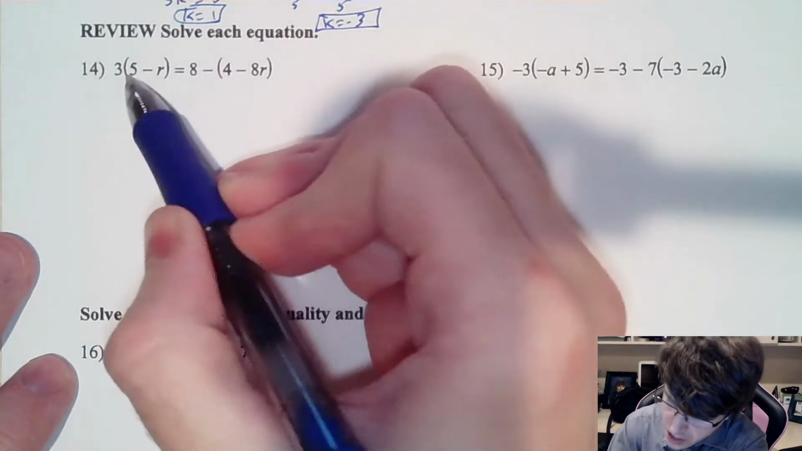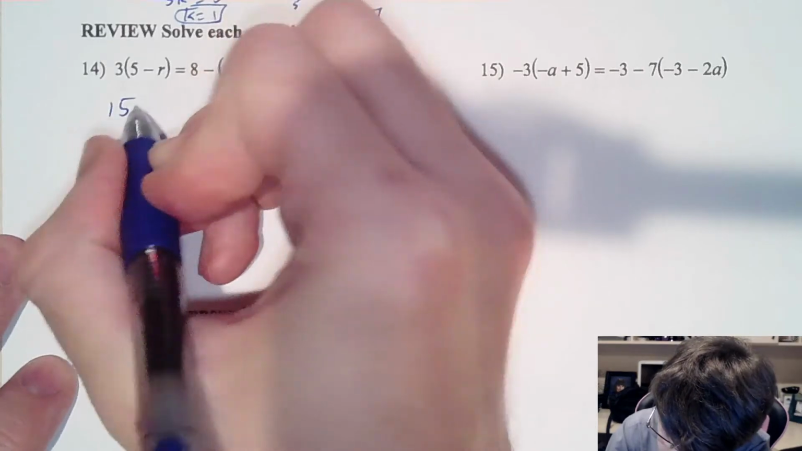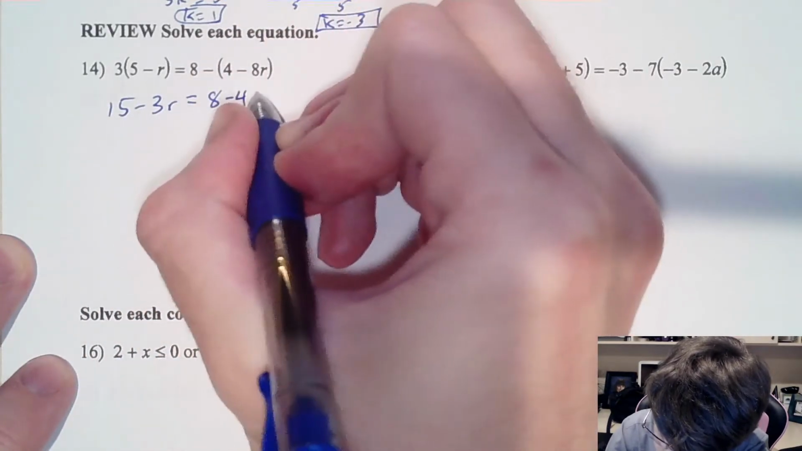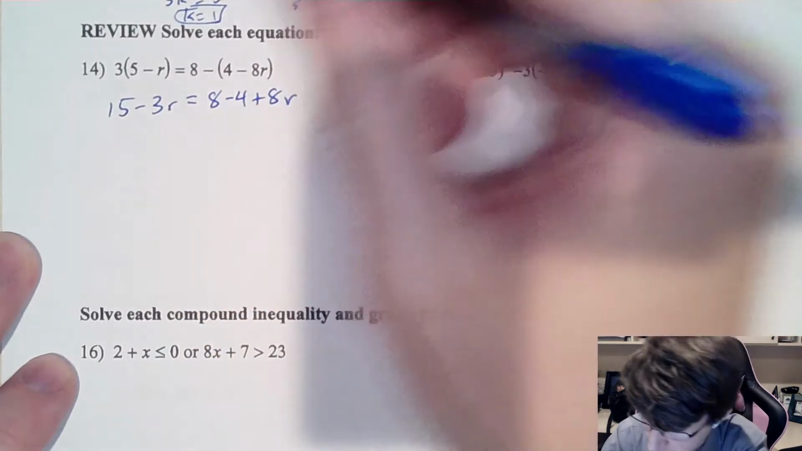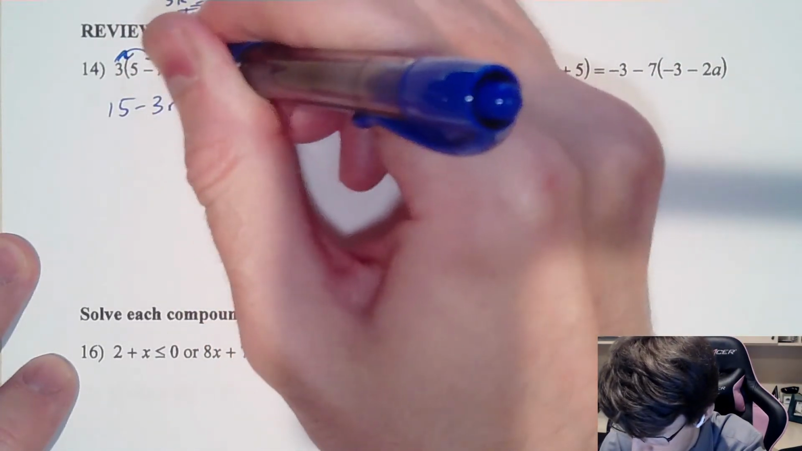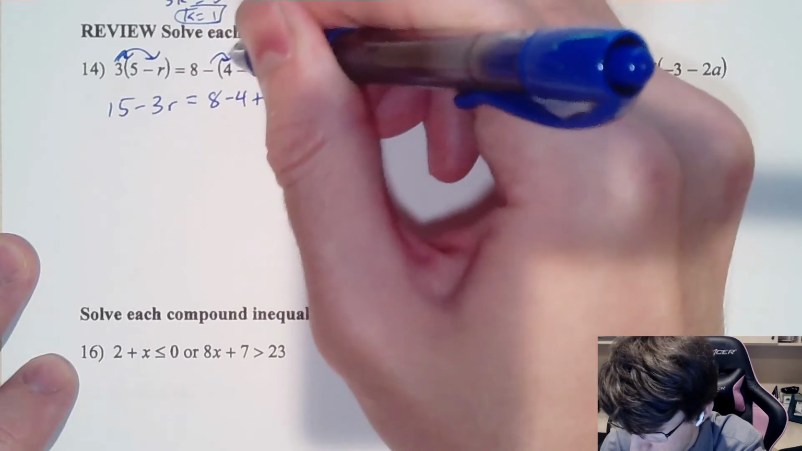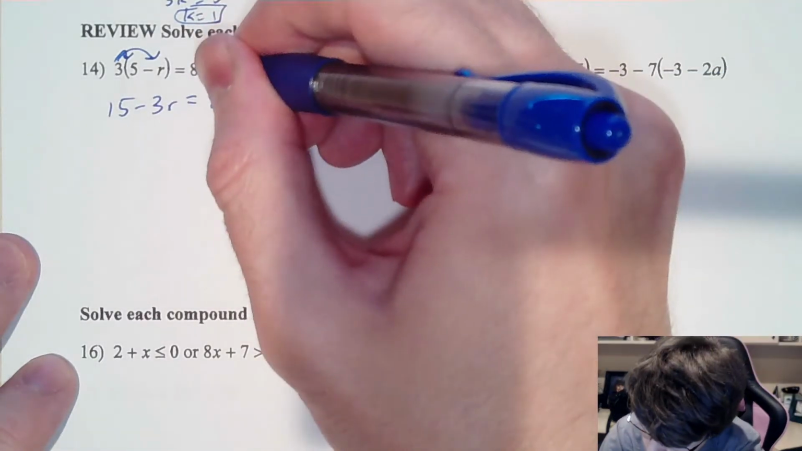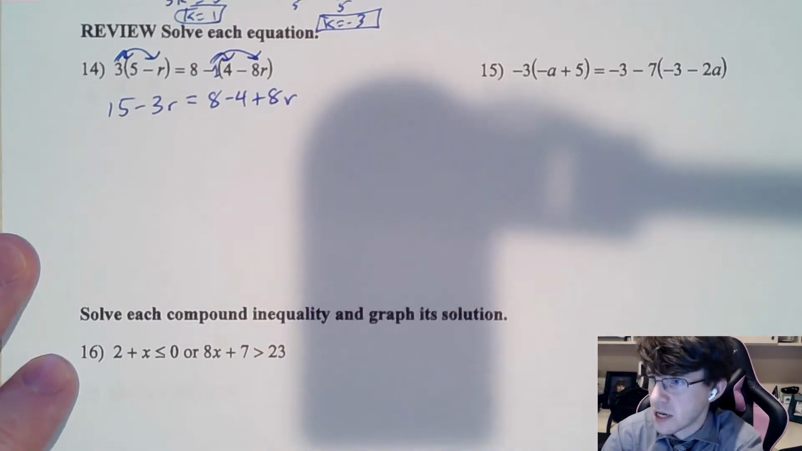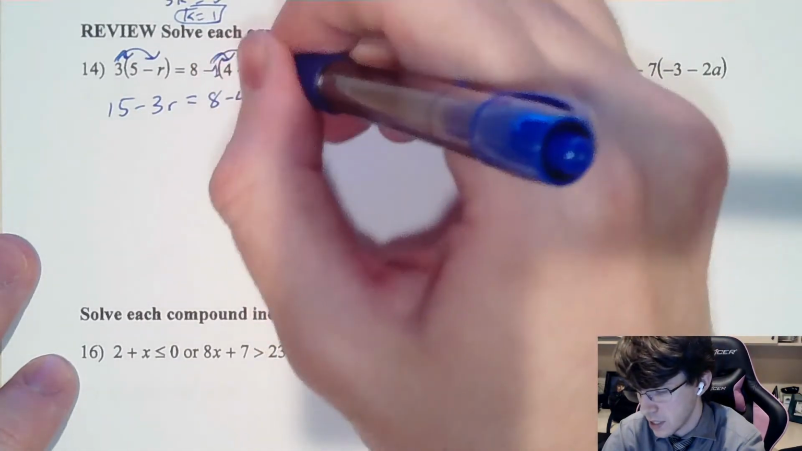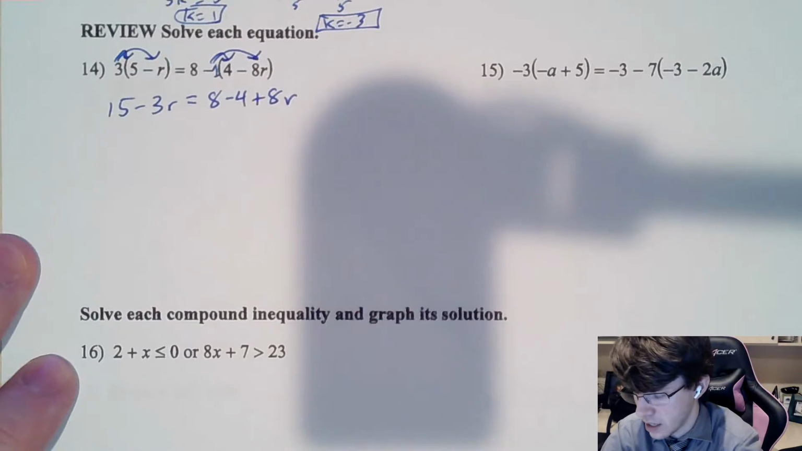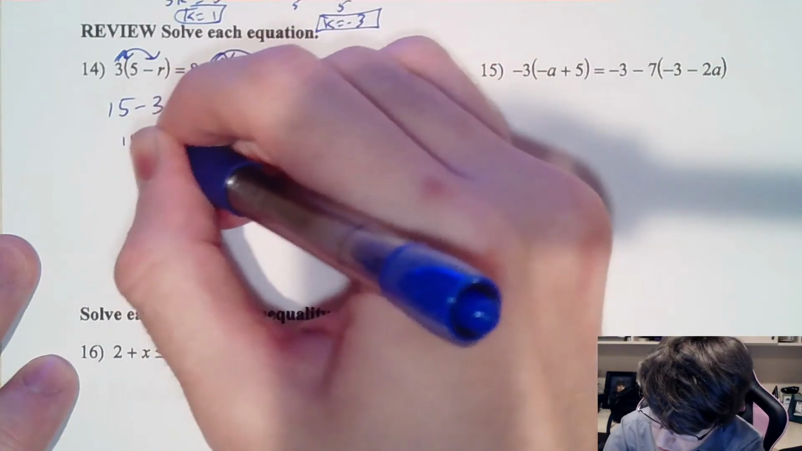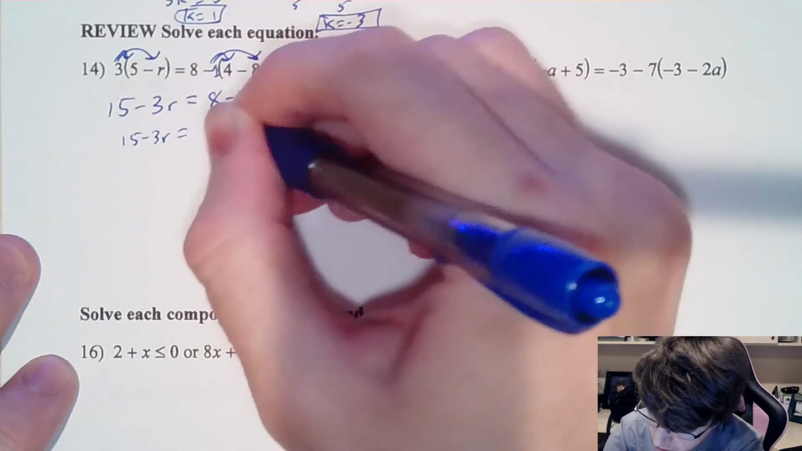So number 14, we're going to take that 3 and distribute to both. We get 15 minus 3r equals 8 minus 4 plus 8r. So what happened there was my 3 distributed to both of these and the negative distributed to both of these. Be careful. Don't try to distribute the 8. It's kind of like there's a negative 1 in front of there. It might help you to write the negative 1 and really see that you're distributing a negative 1, not an 8. Add like terms here, so all of this stuff is copied.